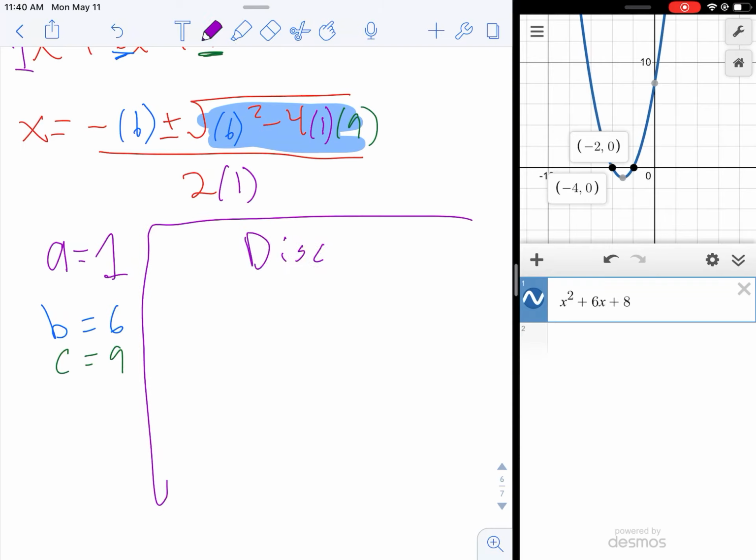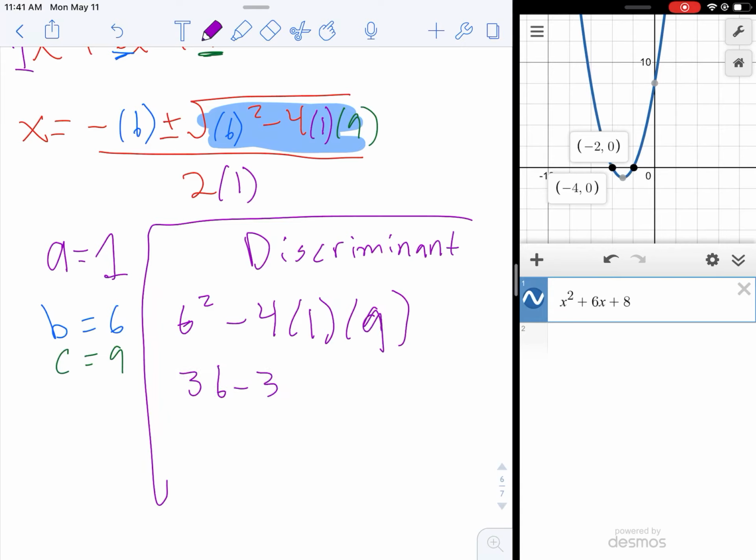For the discriminant, we have 6 squared minus 4 times 1 times 9. This gives me 36 minus 36, which equals 0. So if my discriminant is 0, let's go ahead and highlight this so we know where it came from. My discriminant is 0. How many x-intercepts do we have? Good, we have one x-intercept.